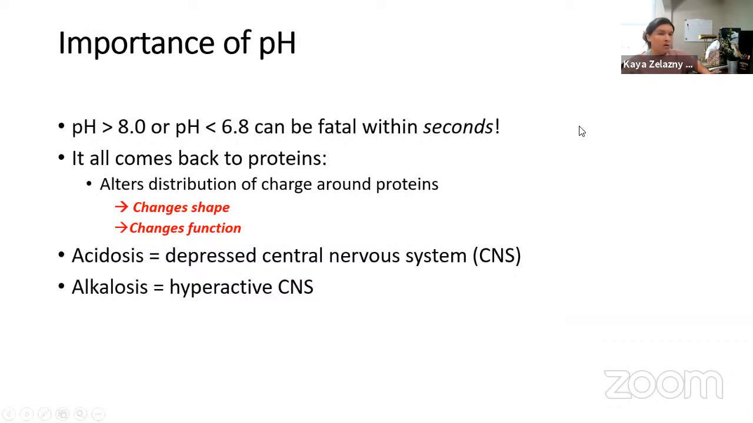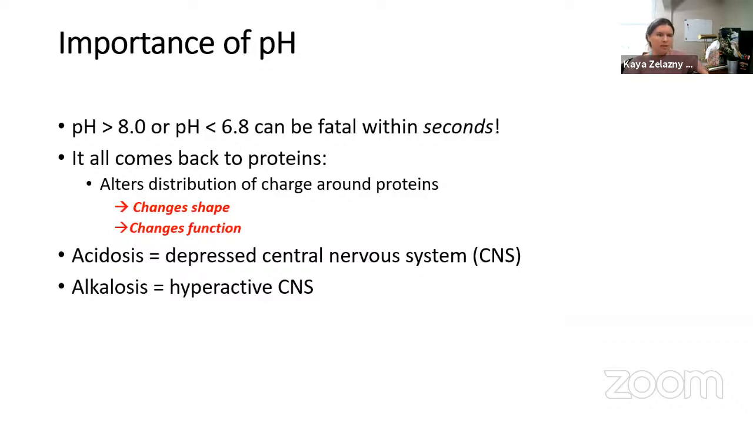If we go way farther outside that range, right? We have our 7.35 to 7.45 range we want to be in, lower is acidosis, higher is alkalosis. If we extend much farther, if we end up with a pH above 8 or a pH below 6.8, this is fatal within seconds, right? So you can be in acidosis or you can be in alkalosis, but if you go too far down that road, you're dead.